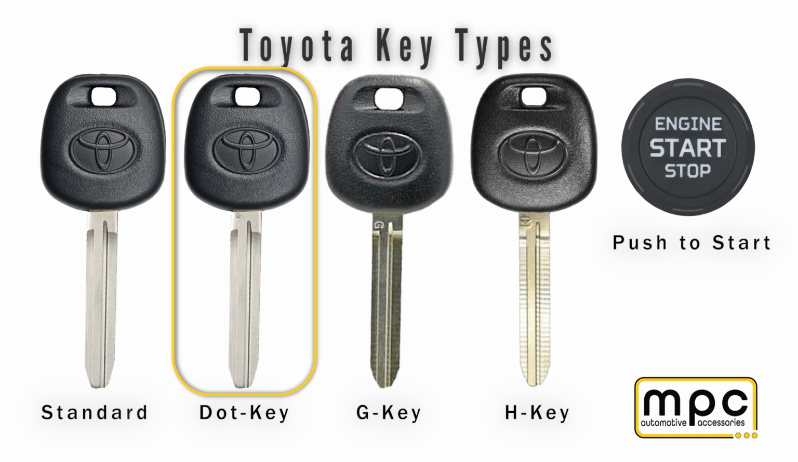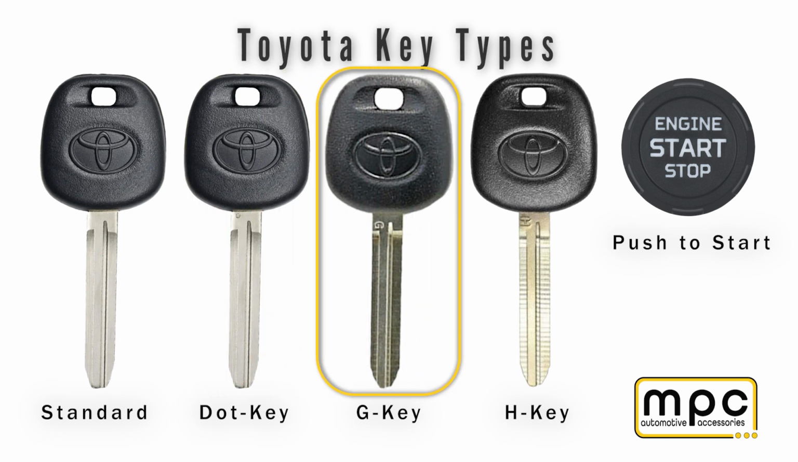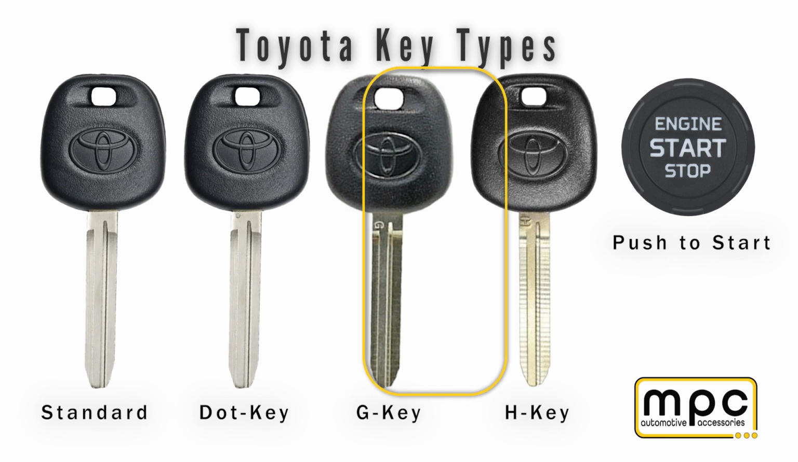Next, we have a dot key. The dot key can be identified by a small dot on the blade of the key, just under the key's handle. This is a G key. The G key can be identified by a small letter G stamped into the blade of the key.